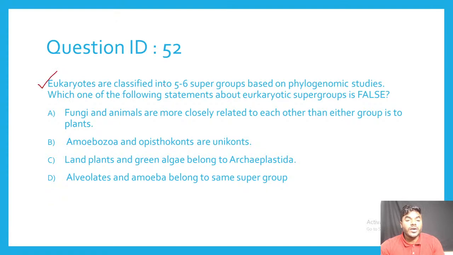Eukaryotes are classified into 5 to 6 supergroups based on phylogenetic studies. Which one of the following statements about the eukaryotic supergroups is false? False, they are asking.